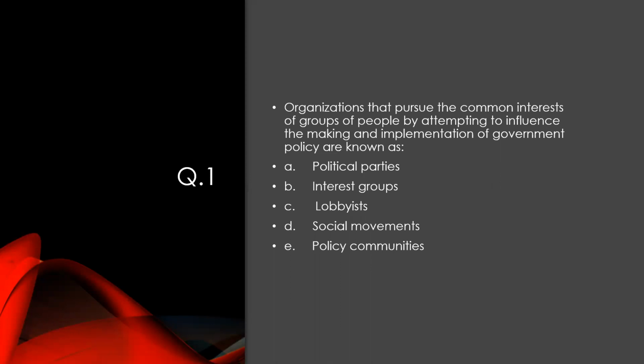Organizations that pursue the common interest of a group of people by attempting to influence the making and implementation of government policy are known as: political parties, interest groups, lobbyists, social movements, or policy communities? The correct answer is B, interest group, because it is the organization that pursues the common interest of a group of people.